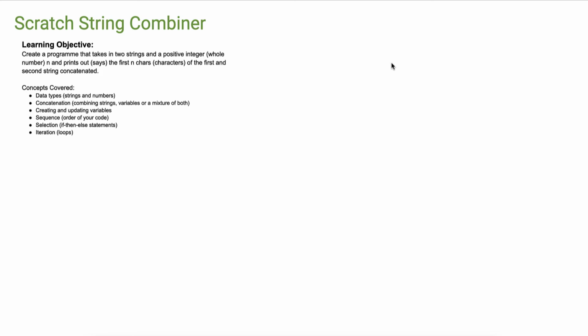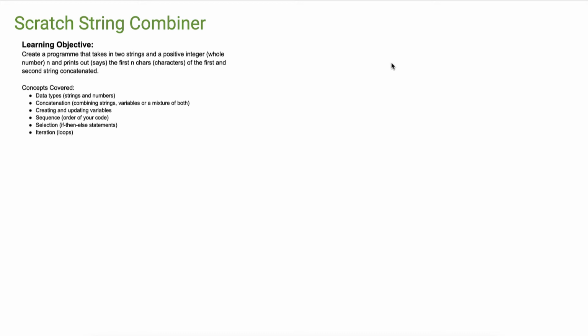So we're gonna create a program that takes in two strings and a positive integer, that's a whole number. We'll call it n. And it prints out, or says, that is the sprite will say this, the first n chars. And remember, chars means characters. So that is like letters in a word. So if a string is a word, chars or characters are the letters. And it's gonna return the first n chars of the first and second string concatenated.